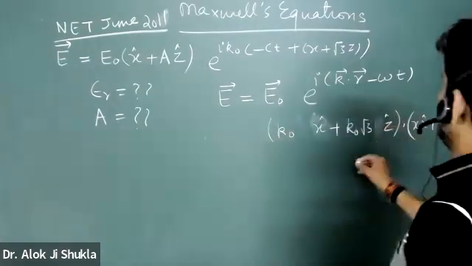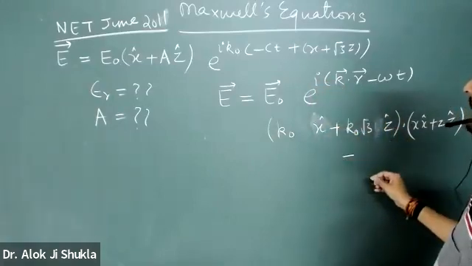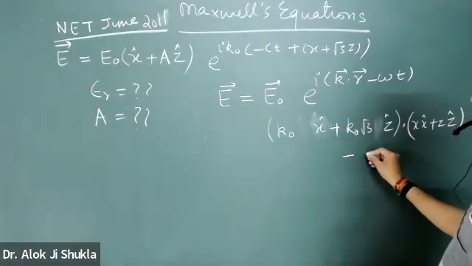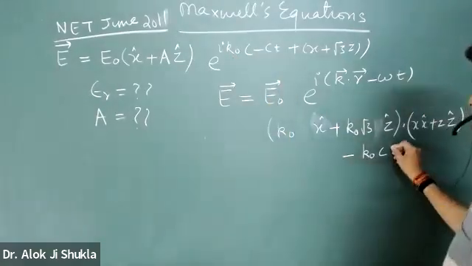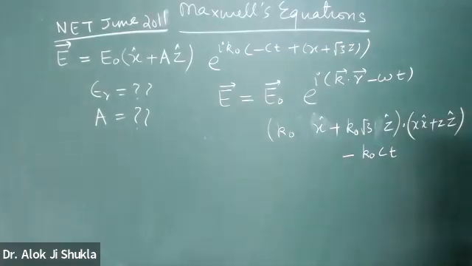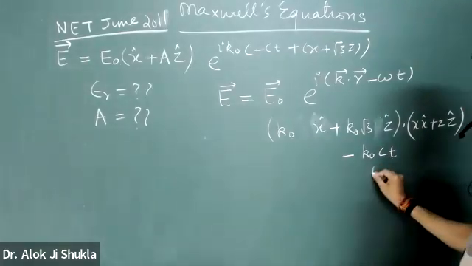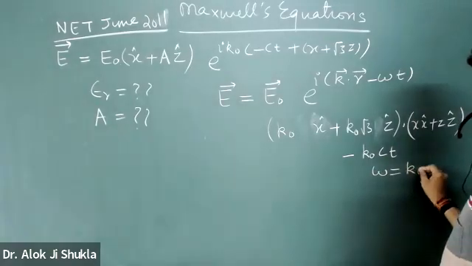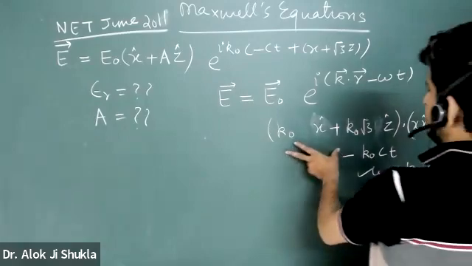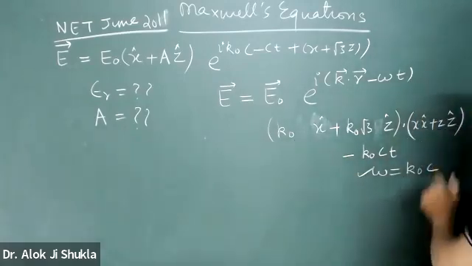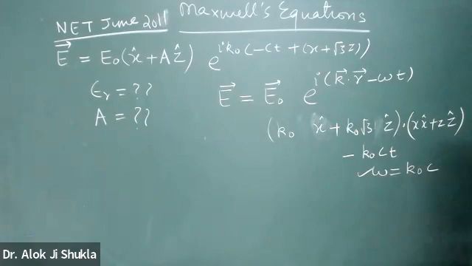And minus omega t will be minus k naught ct. Don't forget this k naught. Okay, k naught ct. So what is omega? Omega is k naught c. So this is a very simple question, it comes just from comparison, but k dot E is equal to 0. So this is k, this is r, and this is your omega, which is equal to k naught c.